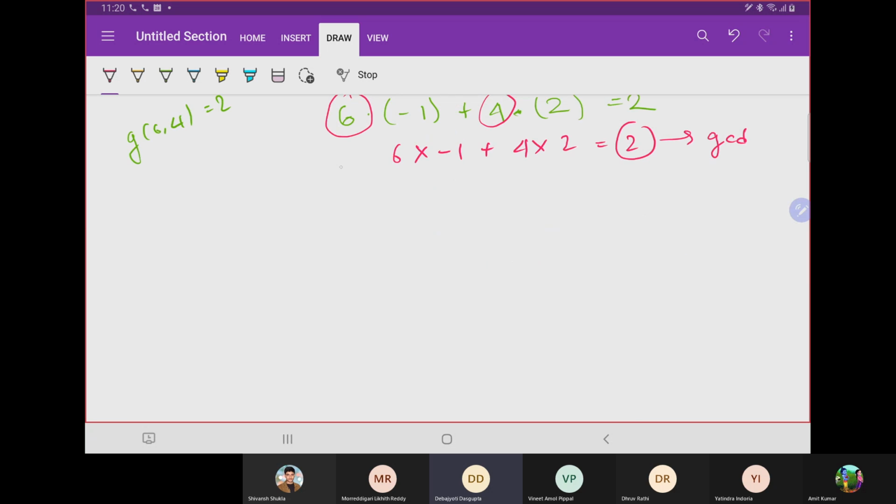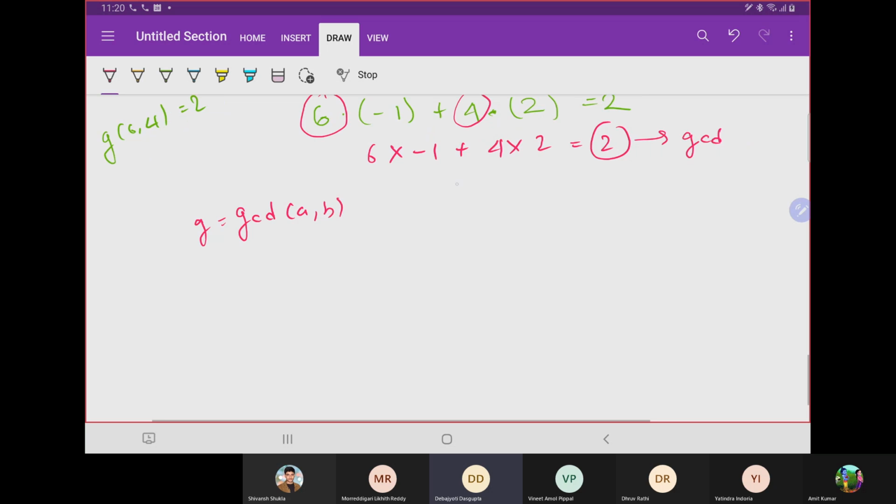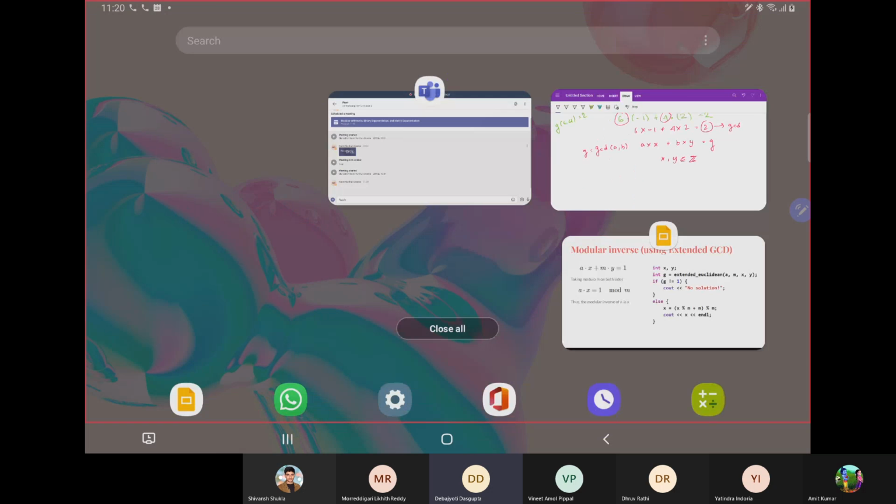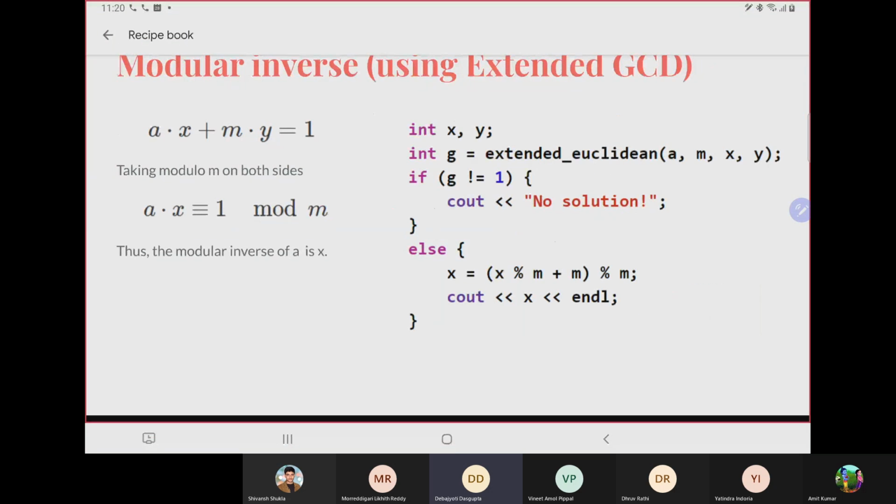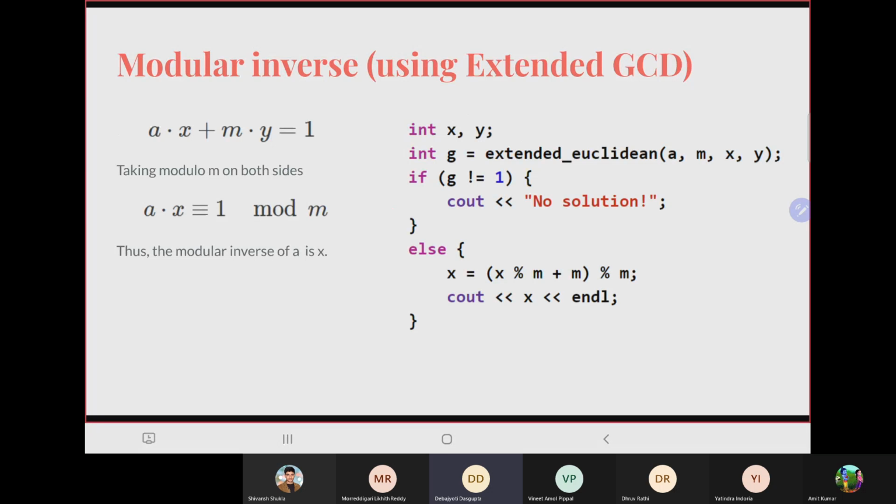So this is basically the extended Euclidean theorem: for any numbers, if G is the GCD of A comma B, then you can write A into X plus B into Y equals G, where X and Y are some integers, elements of the integers. This has a formal proof, but I will not go through the proof at the moment. You can look it up on the internet. I'm taking that as a prior notion that we have.